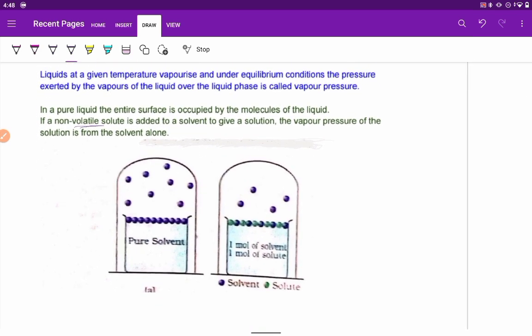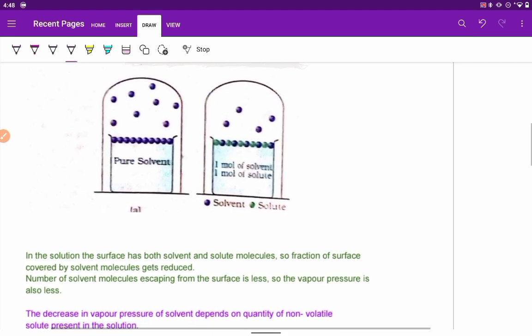Now see, in the solution, the surface has both solvent and solute molecules. So see, when there is a solution, this is pure solvent. But here there is 1 mole of solvent and 1 mole of solute. So in the solution, the surface has both solvent and solute molecules. So the fraction of surface which is covered by solvent molecules gets reduced. And the number of solvent molecules escaping from the surface is less, so the vapor pressure is also less.